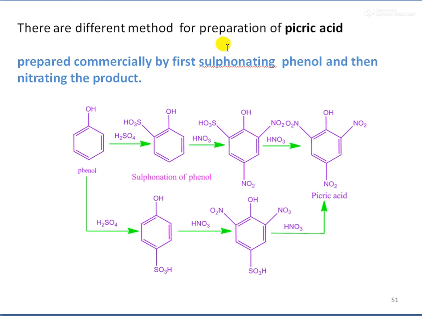So there are different methods for the preparation of picric acid. Commercially, it is prepared first by sulfonating a phenol and then by nitrating the product. So when we sulfonate first, the sulfonate group will be attached at the ortho and para positions. Followed by this, when we nitrate it, all the ortho and para positions will be occupied by the nitro group. So we get the picric acid finally.